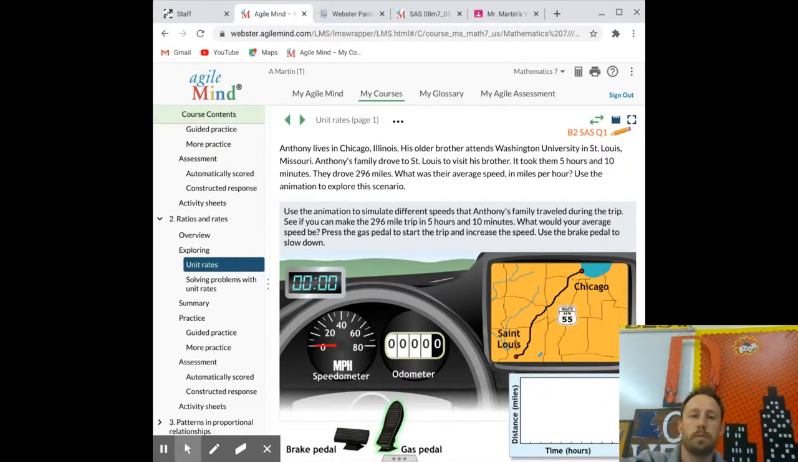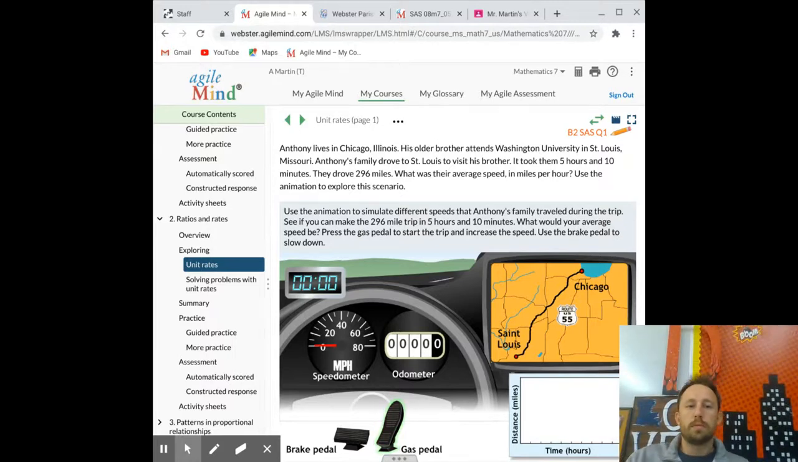Anthony lives in Chicago, Illinois. His older brother attends Washington University in St. Louis, Missouri. Anthony's family drove to St. Louis to visit his brother. It took them 5 hours and 10 minutes. They drove 296 miles. What was their average speed in miles per hour? Use the animation to explore this scenario.